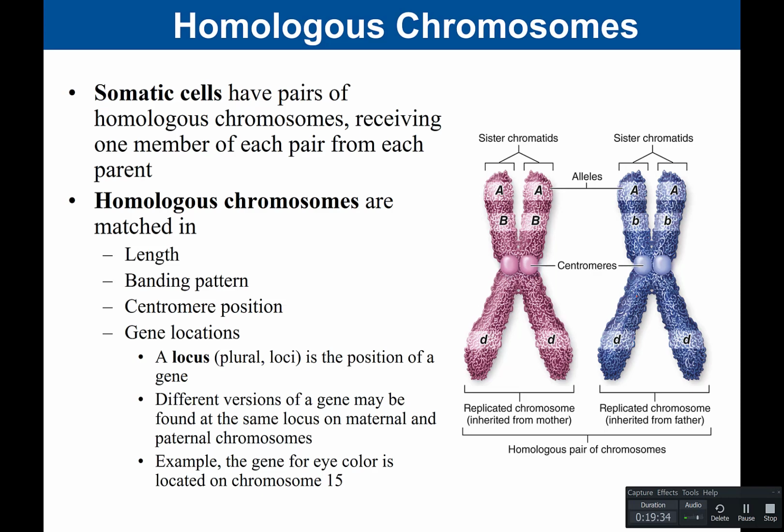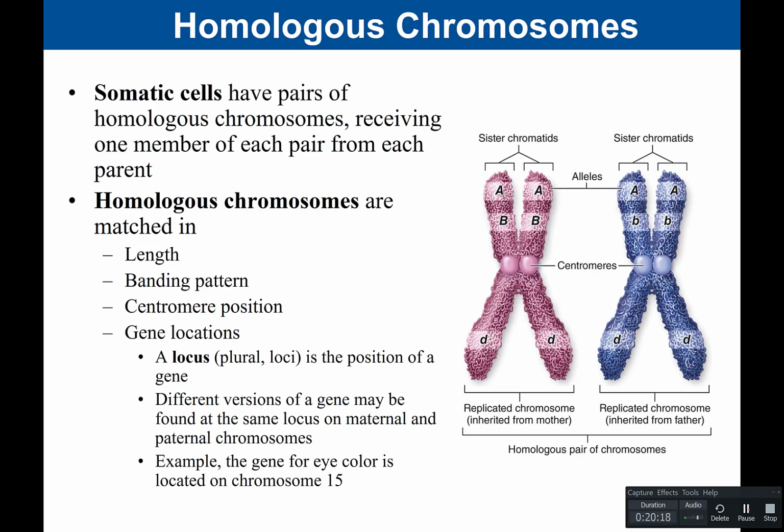Those pairs of chromosomes are referred to as homologous chromosomes. And so when you look at a homologous pair, one comes from mom, one comes from dad. So in this case, the pink is the one that comes from mom, the blue is the one that comes from dad. Now, how do we know which ones are homologous chromosomes? They're matched in length, meaning they're the same size. You'll see when I show you a karyotype that the different pairs of chromosomes have different sizes, but a homologous pair is going to be matched in length, matched in banding pattern when you look at a karyotype.